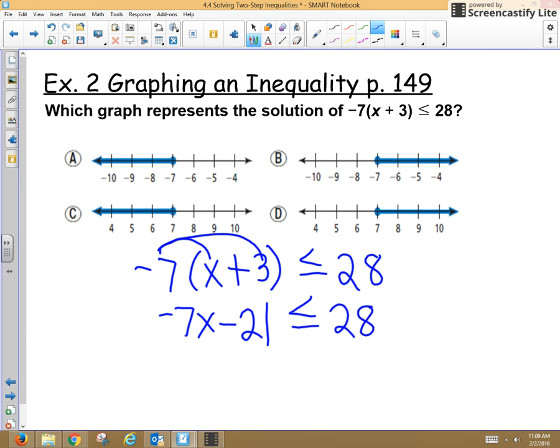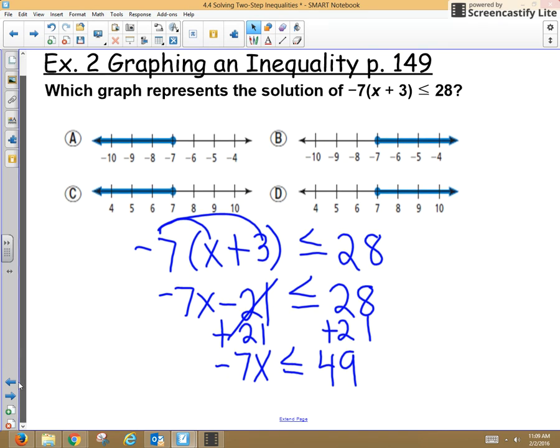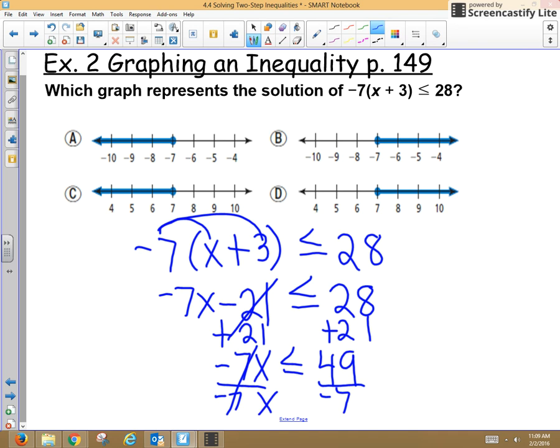Now I can start to isolate the variable. My first step would be to try to get x alone. I'm going to add 21 to both sides. And now I have negative 7x is less than or equal to 49. Now to solve, I need to divide both sides by negative 7. And whenever I divide by a negative, I have to reverse the symbol. So x is greater than or equal to negative 7.